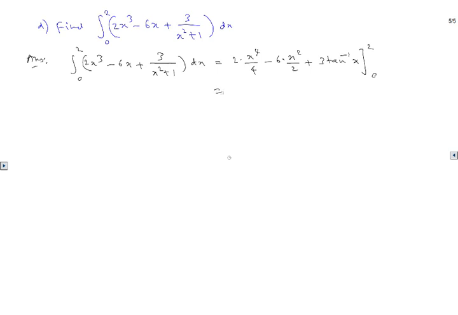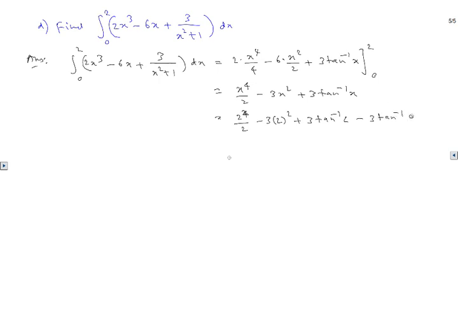Let's simplify this first. This is x^4 over 2 minus 3x^2 plus 3 tan inverse x. If you plug in 2, you get 2 to the 4th over 2 minus 3 times 2 squared plus 3 tan inverse 2, minus the value at 0. For the first two terms you get 0. For the last one you get 3 tan inverse 0.